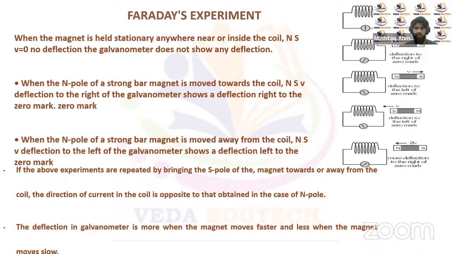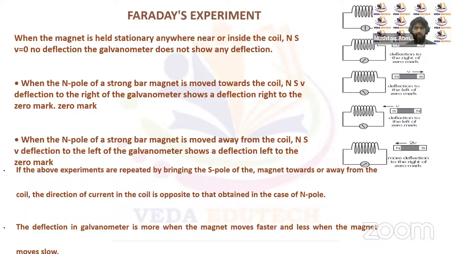Near this circuit, he found that there was actually no deflection shown by this galvanometer, and he concluded that when a magnet is placed near the circuit at rest, no current is established in the circuit. So this was the first point: when the magnet is held stationary anywhere near or inside the coil, with velocity equal to zero, the galvanometer did not show any deflection.